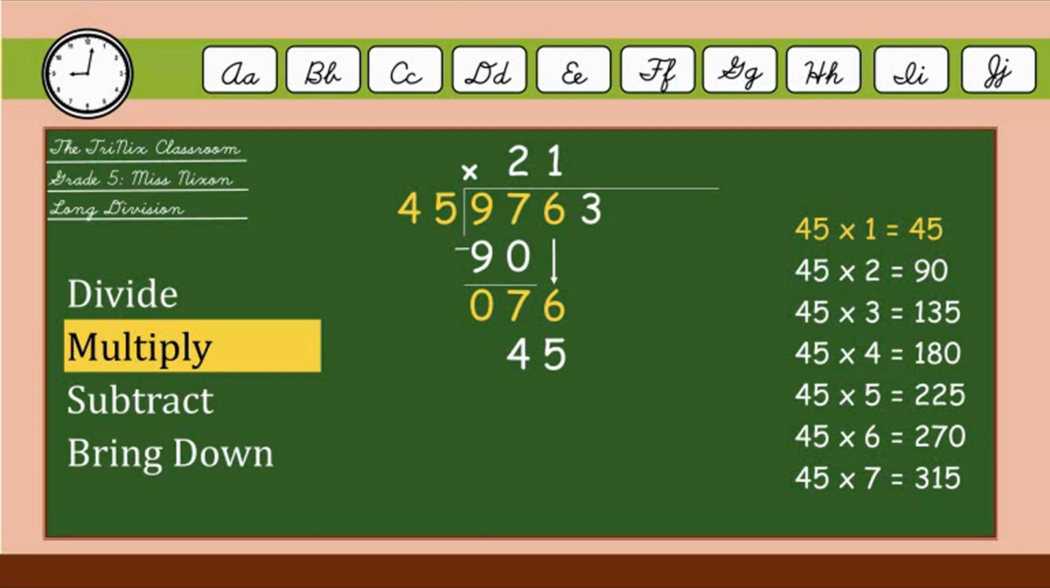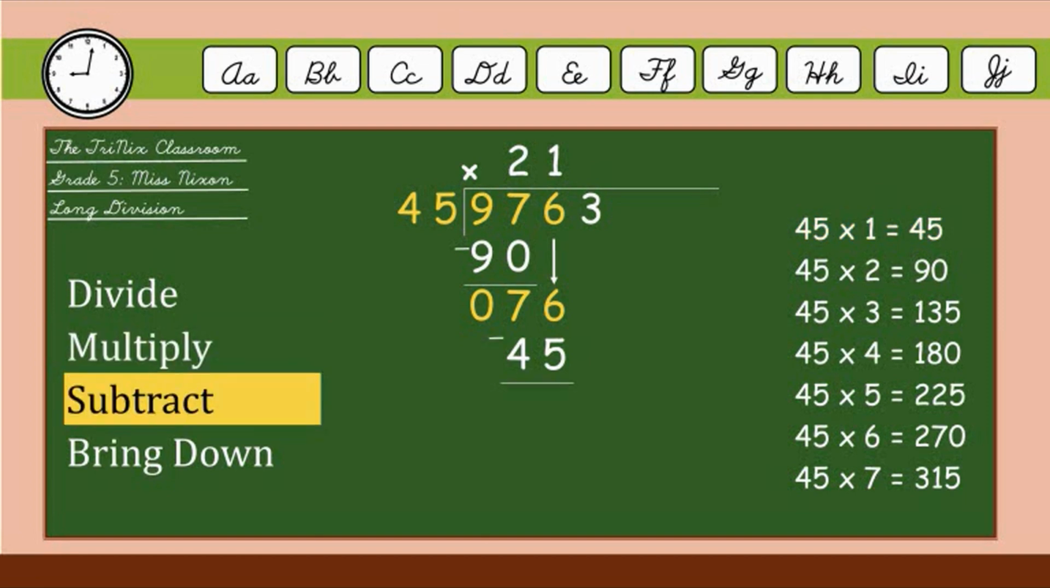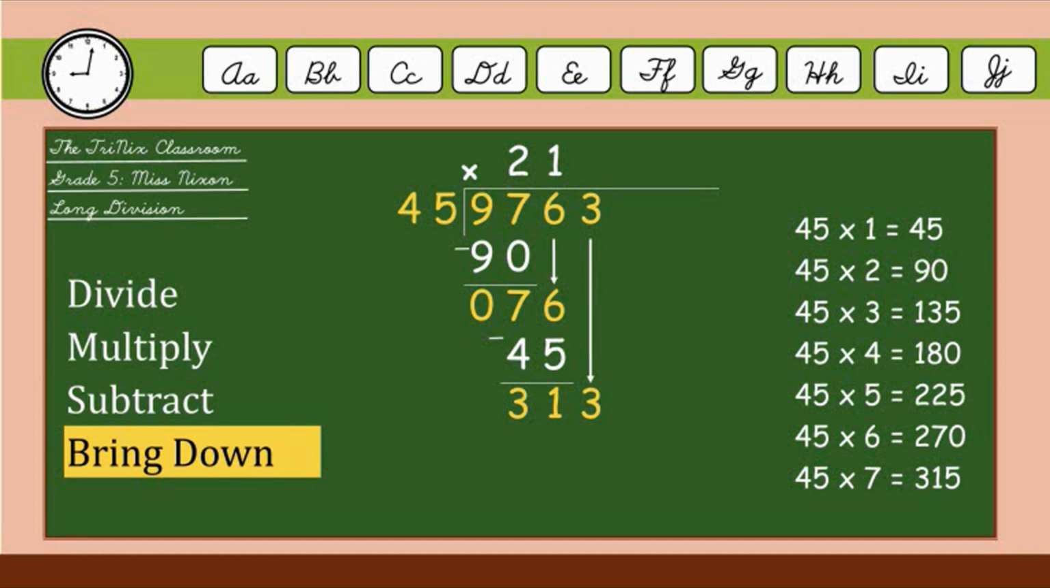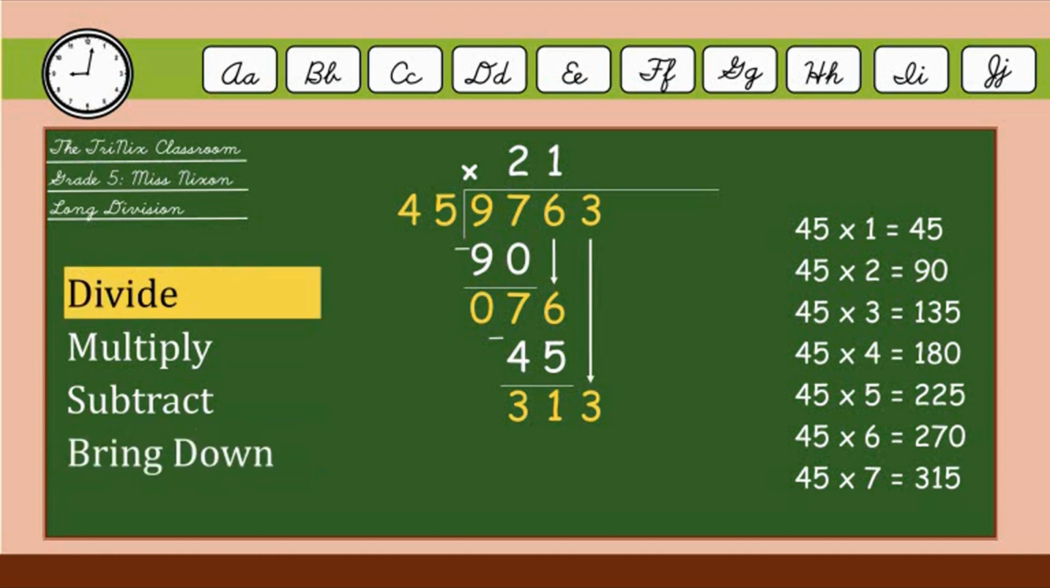The next step is to subtract 45 from 76. 6 minus 5 equals 1. 7 minus 4 equals 3. Moving on to the next step, we bring down the final digit we will be working with in our dividend and reset our steps. We now need to determine how many times 313 can be divided by 45.